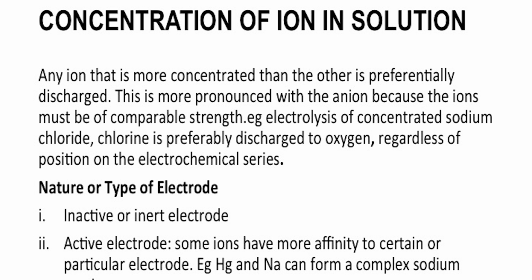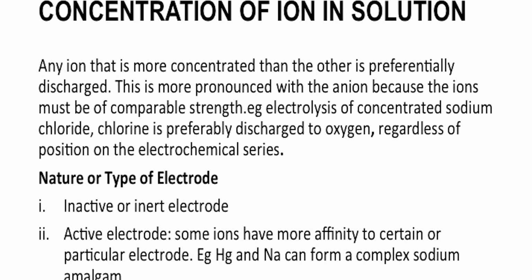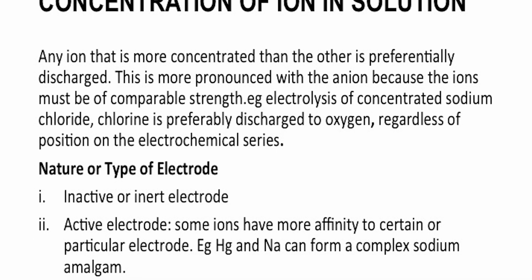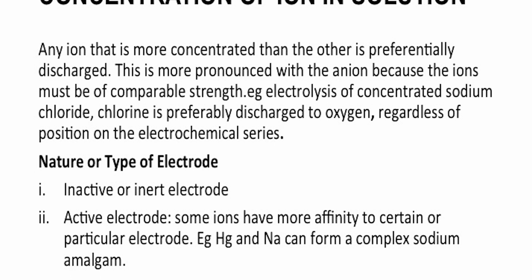Nature or type of electrode. There is the inactive electrode I mentioned earlier on. They are called inert electrodes. These are electrodes that are not attacked or do not participate during electrolysis. And of course, we have the active electrode. Some ions have more affinity for certain or particular electrodes. An example is the case of mercury and sodium, which can form a complex called sodium amalgam.